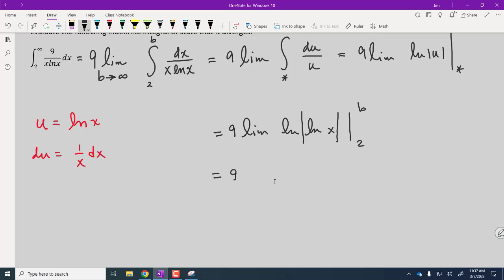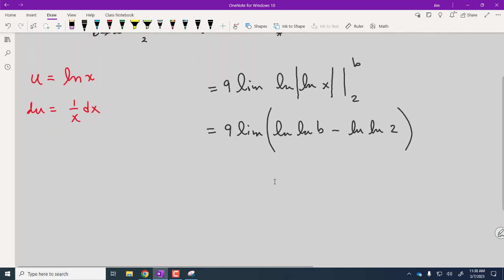So then this will be 9 limit. Plugging in the upper limit of integration, we're going to get ln of b, and again, we can assume that's all positive, so we don't have to worry about absolutes, minus natural log of 2, and this is a limit as b goes to infinity.